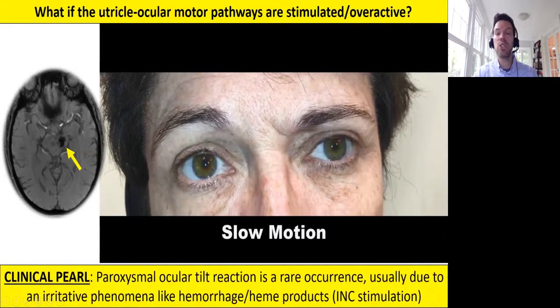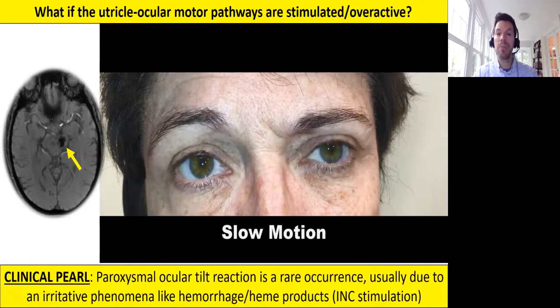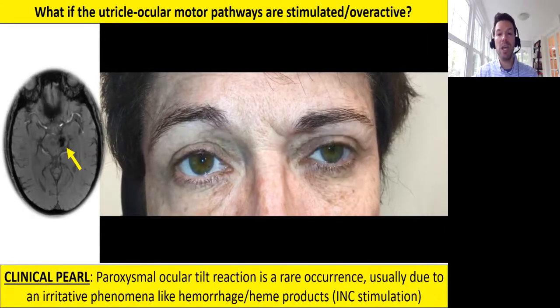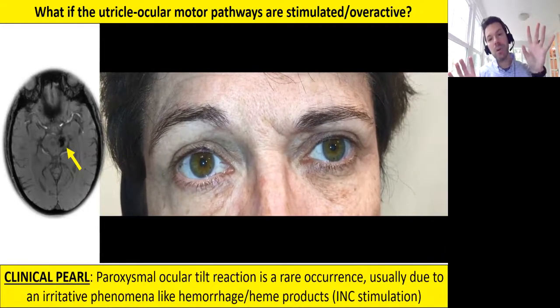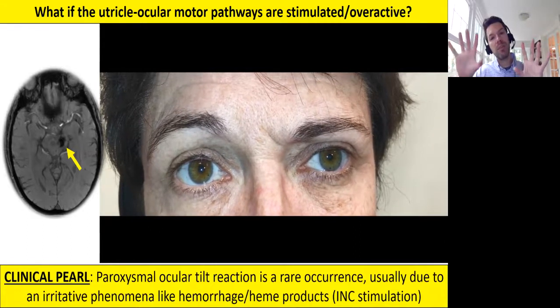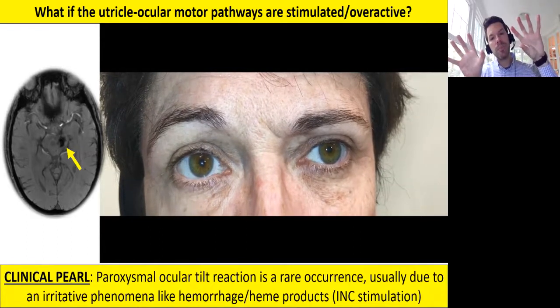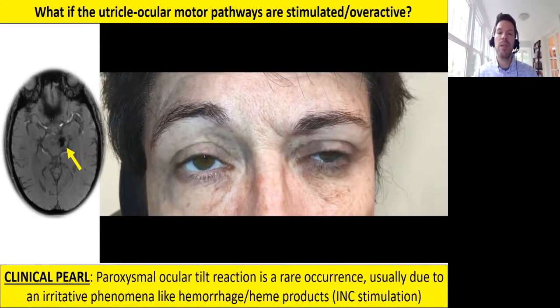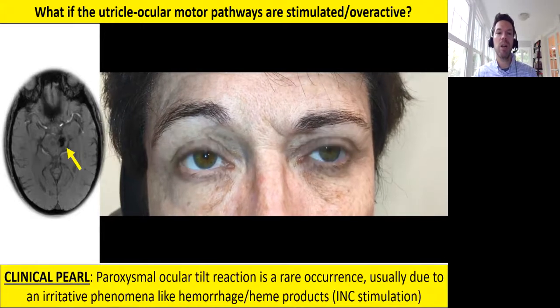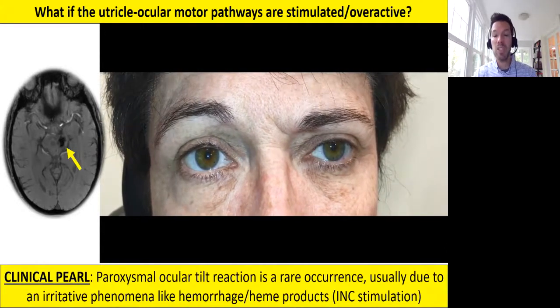I showed you the case of a stroke involving the INC. In that situation, everything will be away from the lesion and it'll be static. So that patient had a left INC stroke. So the patient had a right head tilt, counter roll toward the right ear as well, with the left eye being higher. In this case, because this is an irritative problem, oftentimes because of the hemosiderin products, which can be irritative, the excitatory OTR is going to be in the opposite direction as the pathologic ocular tilt reaction.